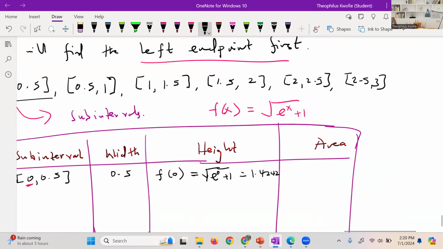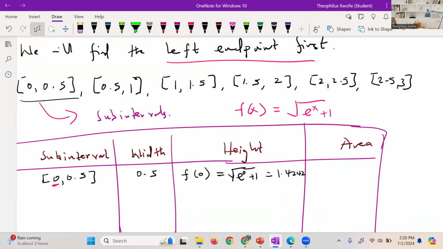And that should give us 1.4242. And then what becomes the area? Remember, the area of a rectangle is length times breadth, right? The length in our case is the width, and the height becomes your breadth, okay? So we just have to multiply these two together, the 0.5 and this value, okay? So that's what we are doing. When you multiply them together, we are multiplying 0.5 and 1.4242.